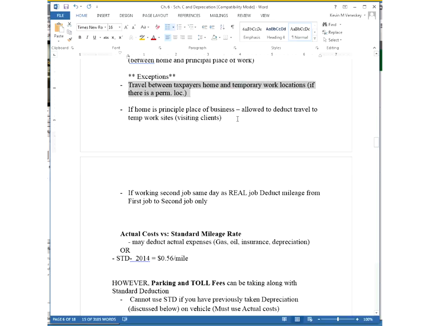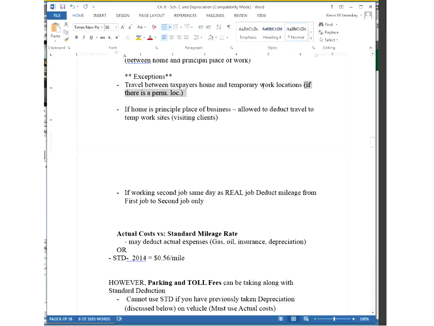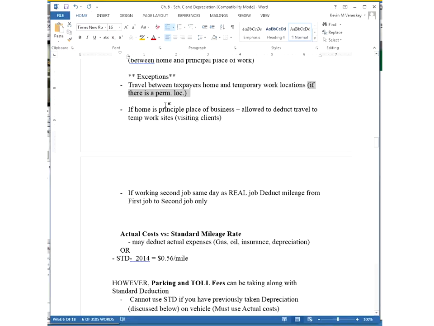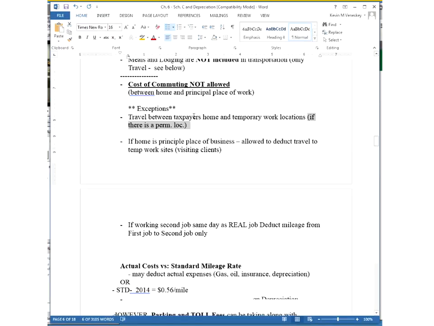So that's what this is. Travel between your home and a temporary work location, like a client's. That's kind of what these first two are, really. Even if you do have a primary workplace, but you go to a client's house instead of your workplace, that would be considered a deduction. That would be considered allowed travel.